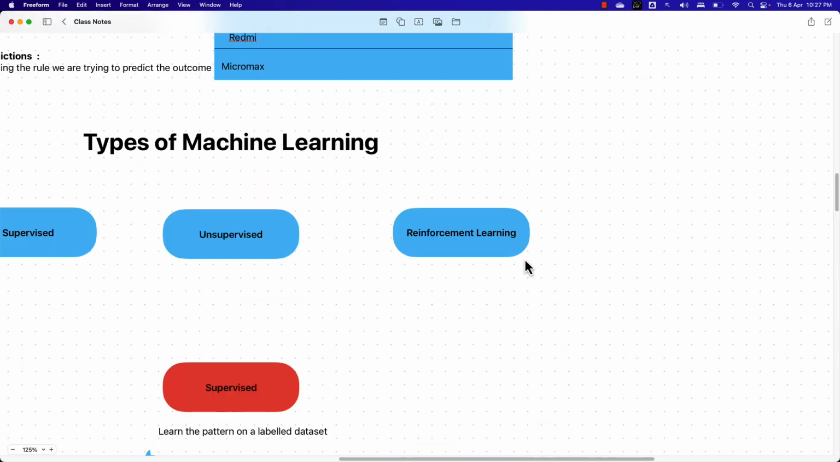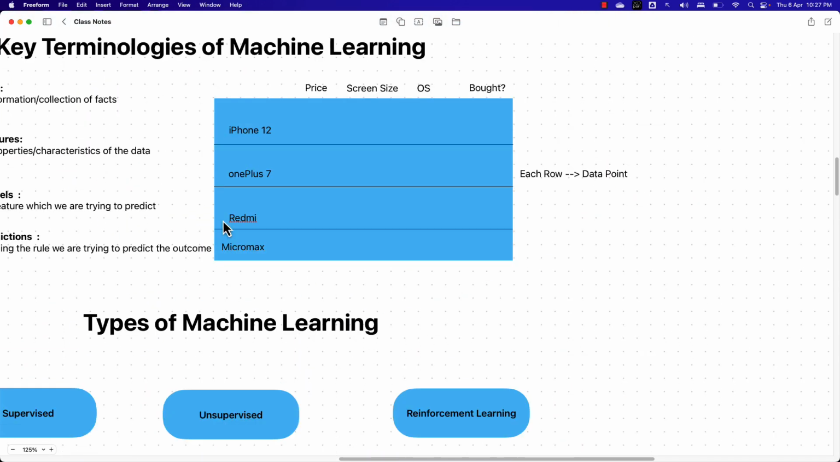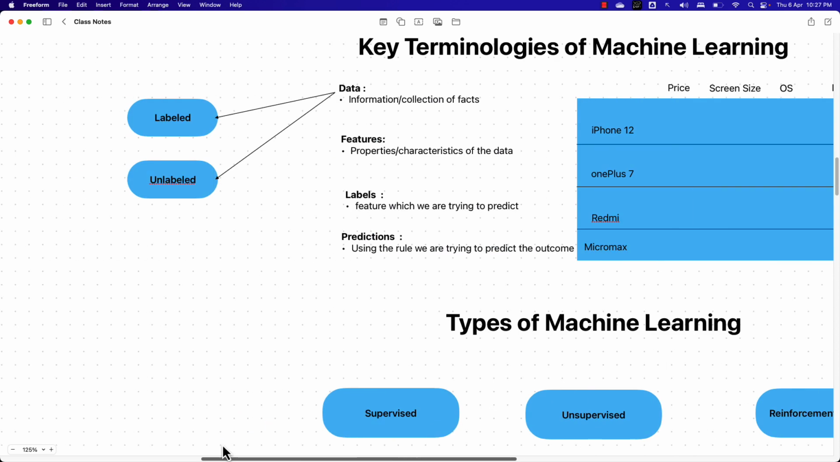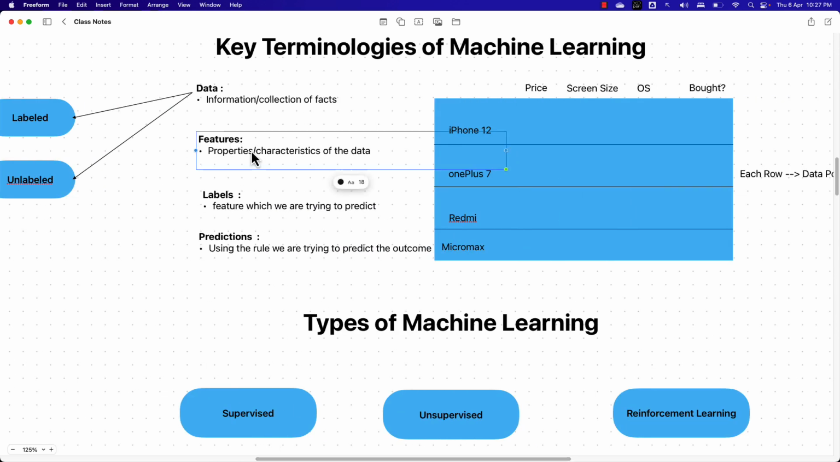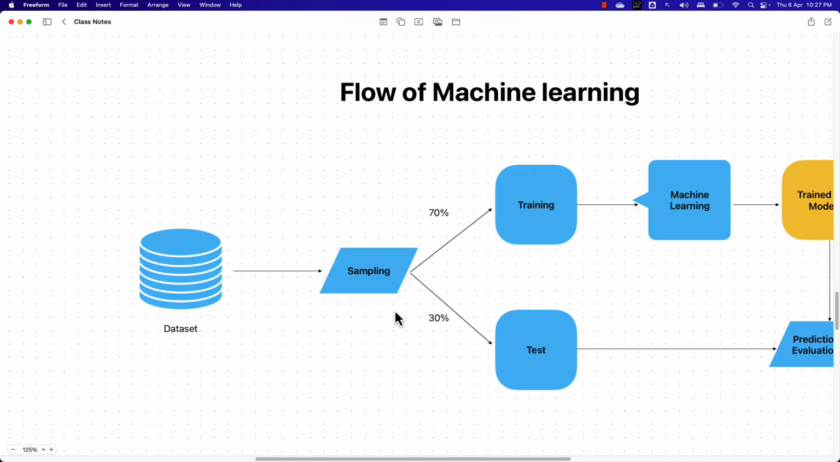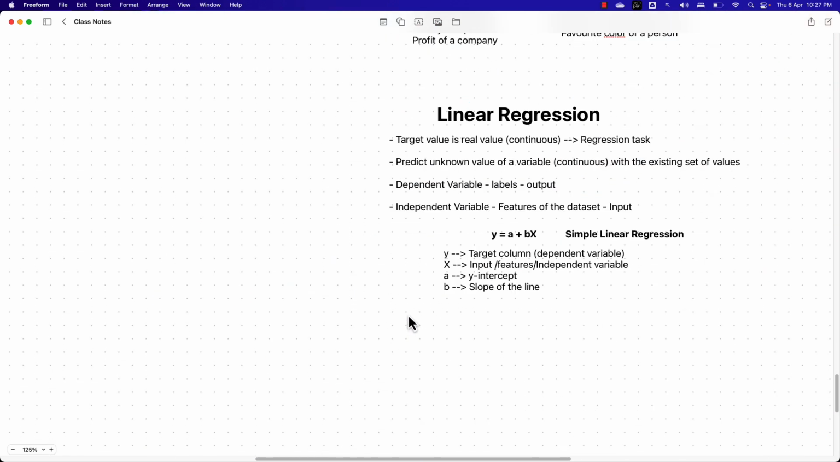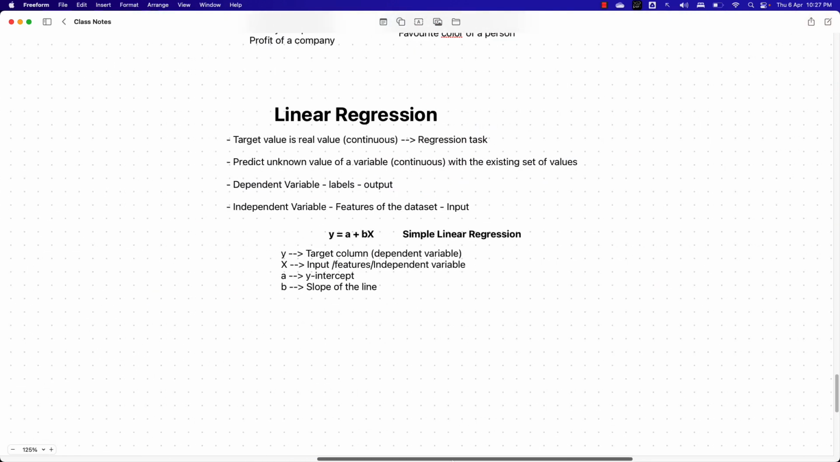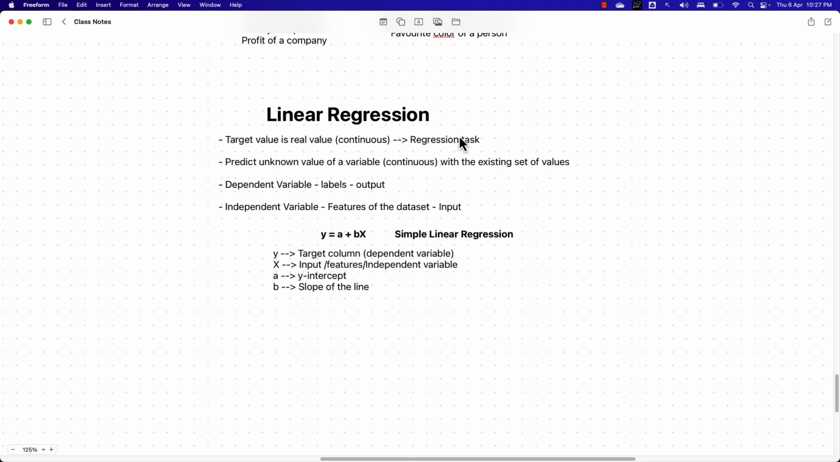So just to give you a quick recap. Here, the features are also known as the independent variables. The labels are actually the target. So in the scenario of regression, we are trying to establish a relationship between x and y, where x are the features and y is my target. And in this scenario of regression, the target value is continuous in nature.